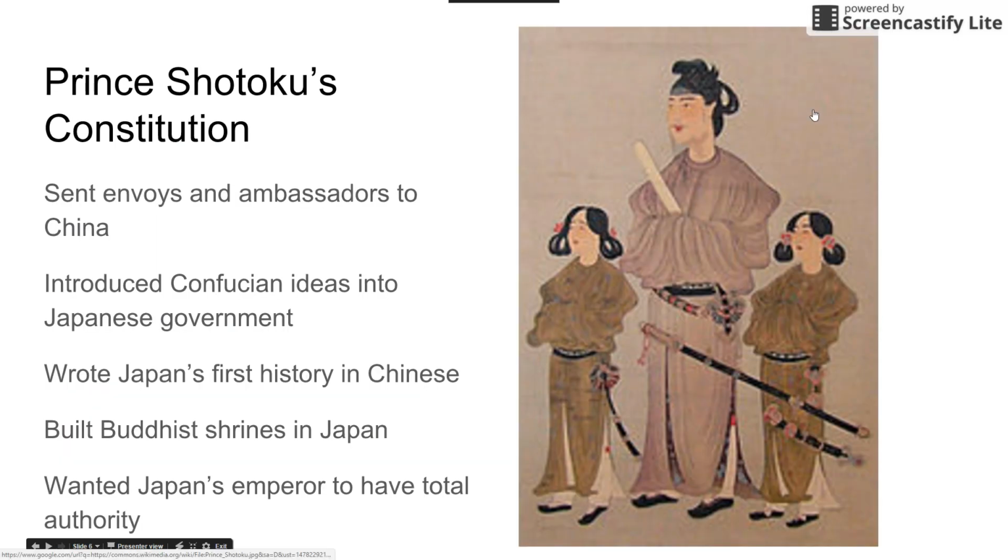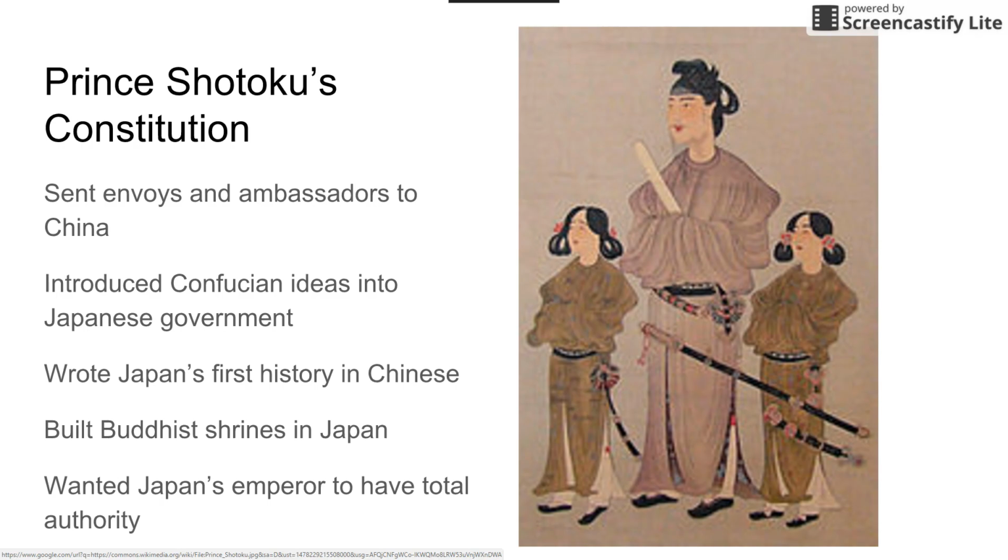Now, how did this happen? Well, it started because of Prince Shotoku and his constitution. Prince Shotoku was a regent. Basically, a regent is somebody who rules in the place of a king or queen when they're not able to. And his aunt was the empress, the female version of an emperor. And Prince Shotoku pretty much had the political power, the government power in Japan.